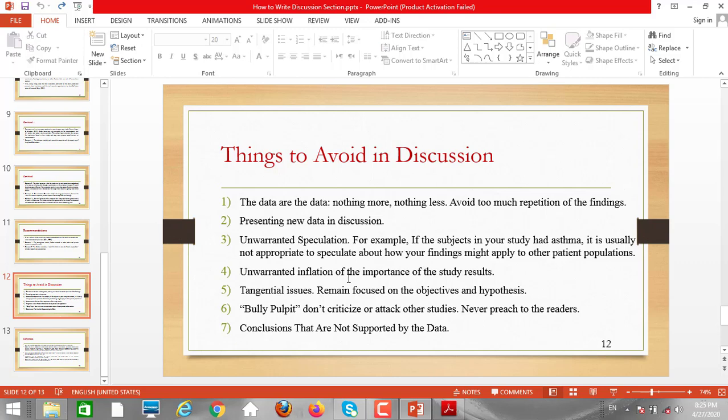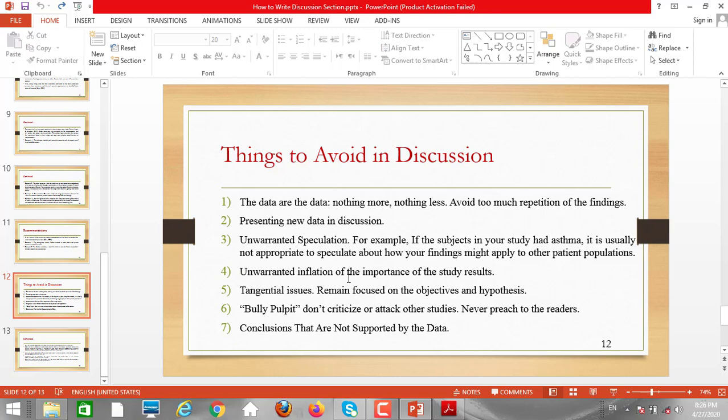The second point is presenting new data in the discussion. For example, let's say in your data analysis, you came up with four major findings which support your entire research paper. Now that you are writing the discussion section, just state those major findings. Try not to include some other findings which do not support your data. Stick with your findings, stick with your data.